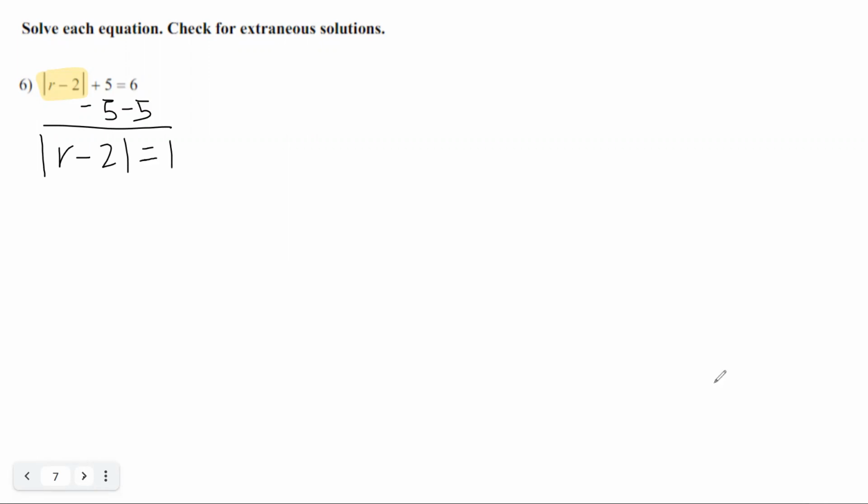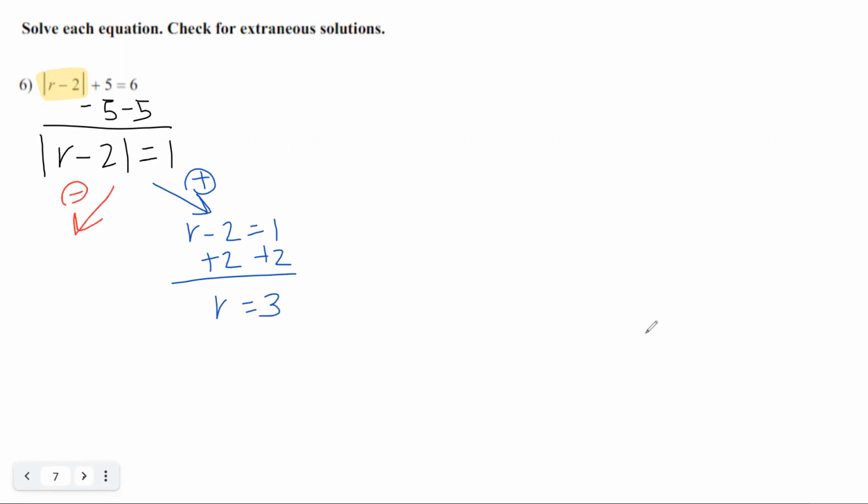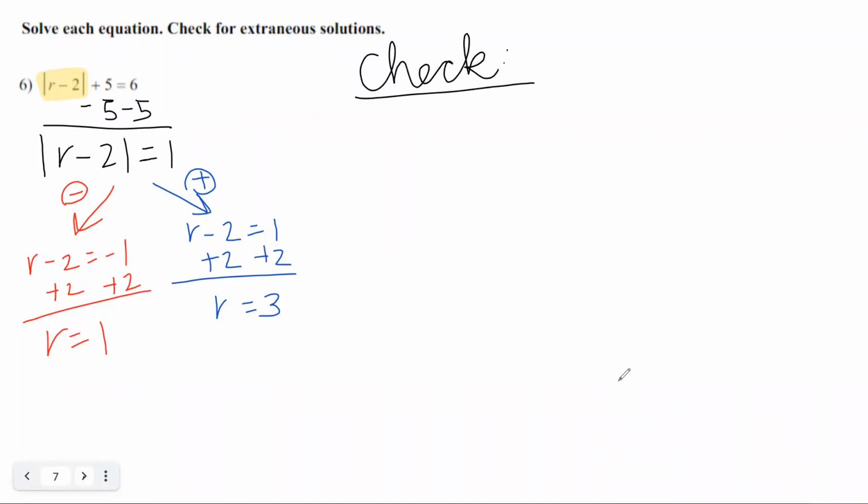Once I am completely isolated like I am now, we can consider our positive case. Add 2 to both sides. And then we can consider our negative case. R minus 2 is equal to -1. Add 2 to both sides, you get r is equal to 1. -1 plus 2 is +1. Step 3 says to check for extraneous solutions, and that's what the directions say too.